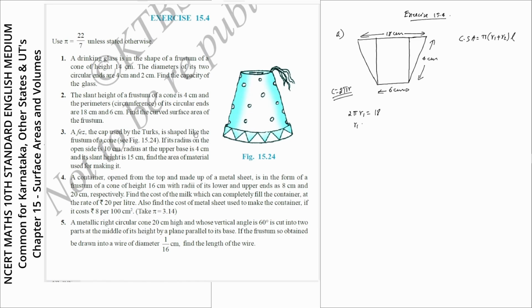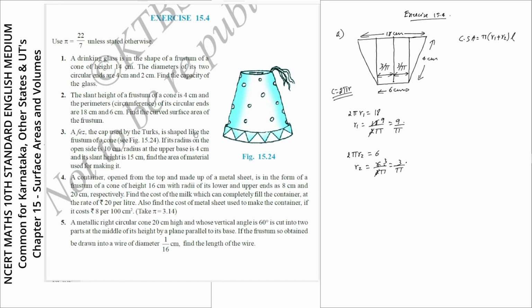So therefore r1 is equal to 18 by 2 pi. 2 ones are 2, 2 nines are 18. So this is equal to 9 by pi. Similarly 2 pi into r2 is equal to 6, where r2 is the radius of the lower circle, the base. So now r2 is equal to 6 by 2 pi. 2 ones are 2, 2 threes are 6. So this is equal to 3 by pi. So r2 is 3 by pi. So if from the midpoint I draw one perpendicular like this, this is r2, which is equal to 3 by pi.